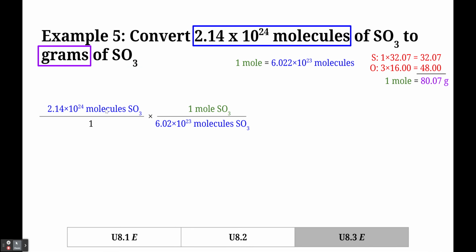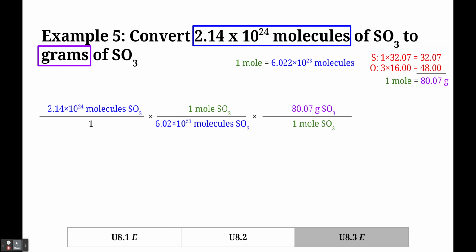So we're starting with molecules. So we put molecules on the bottom, and then moles goes on top. Then we need one more, because remember, we're trying to end in grams, so we need one more conversion factor, where if I have moles on top of my second fraction here, it goes on the bottom of the third one, and then I go to grams, which is what I want to end in.